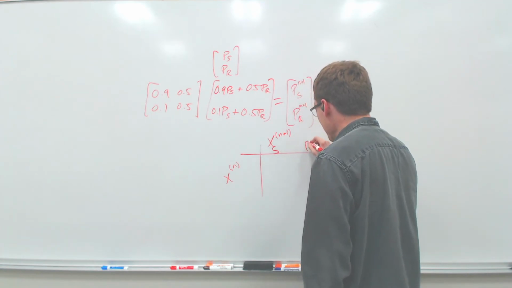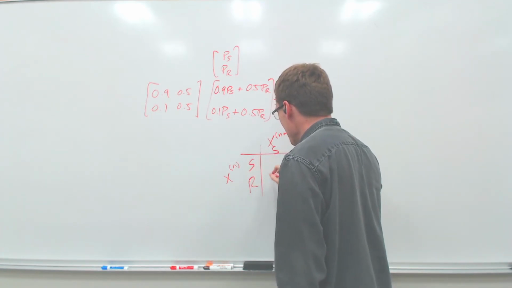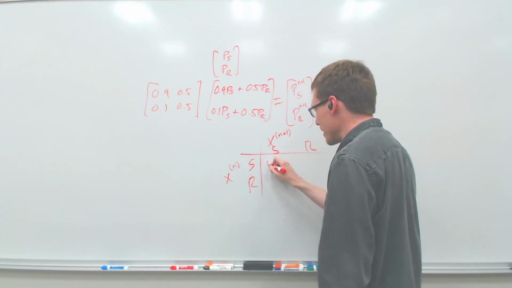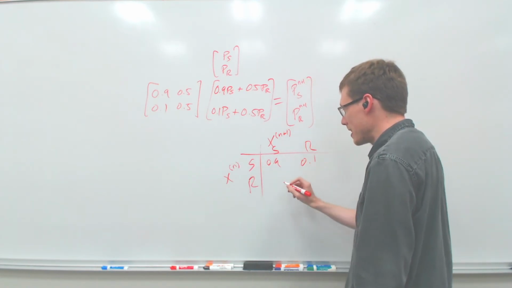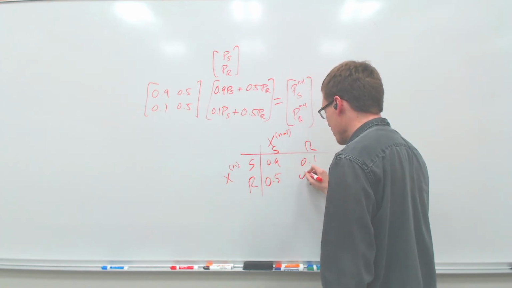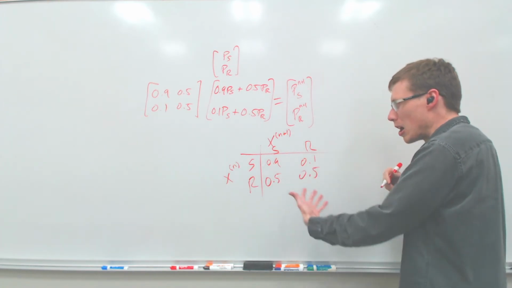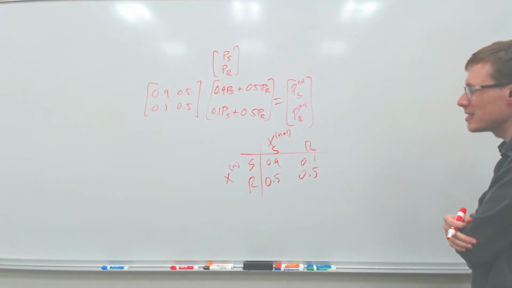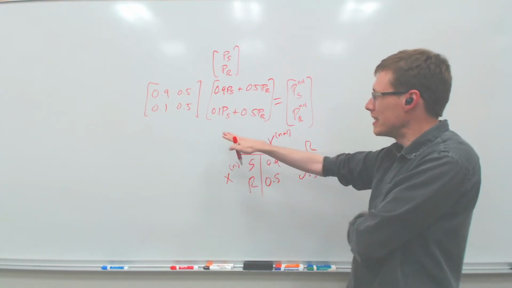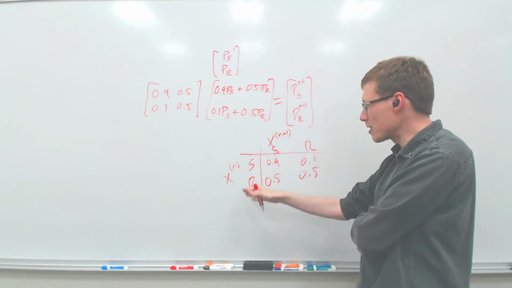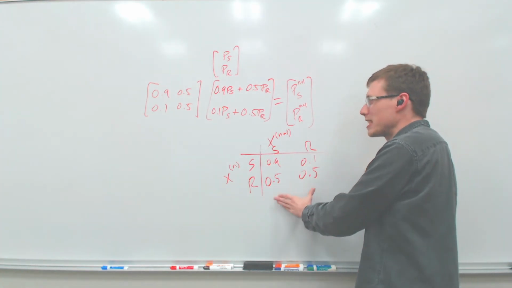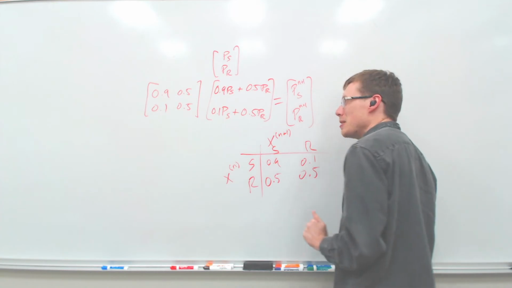So let's say sunny, rainy. We might want to write this as, okay, there's a 90% chance, 10% chance that it goes from sunny to rainy, and then 0.5, 0.5. This is typically the way we would draw a table like this. Unfortunately, the table doesn't quite translate to the matrix there.